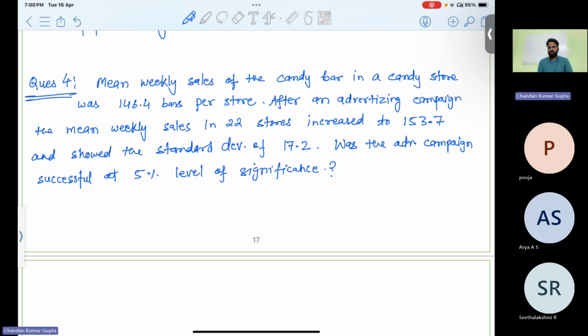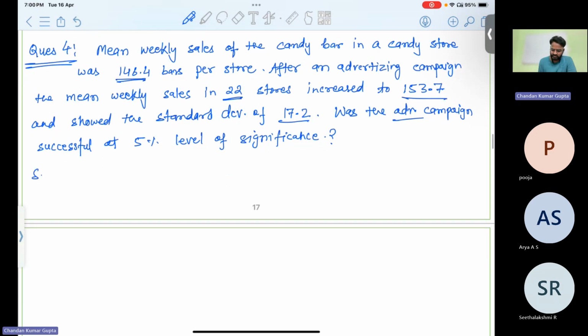Okay, try to understand the question. We have some kind of assumption, some kind of hypothesis. Then we take some sample. The sample is taken from 22 stores and we find the mean and standard deviation. Now we need to check whether this claim is true or not, in the form of an advertising campaign, that is, whether the advertisement is successful or not. So again, the similar steps: first frame the hypothesis, evaluate the statistic, then compare with the tabulated value and conclude.